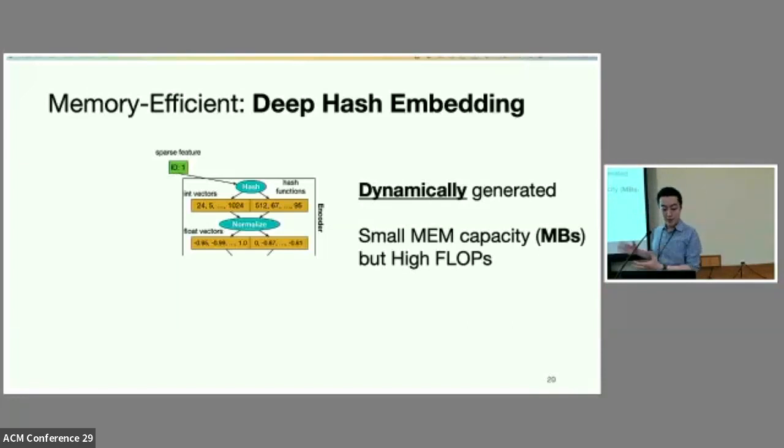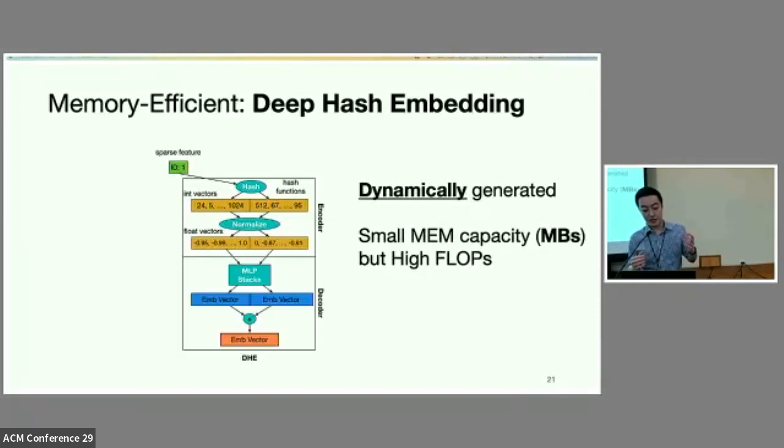So a memory-efficient alternative is called deep hash embedding. And in deep hash embedding, sparse features are first fed through encoder stacks to generate floating point vectors. These vectors then pass through a decoder stack to become embeddings. So during training, we update the decoder parameters, and during inference, we dynamically generate the embeddings. So from a capacity angle, we end up with small models in the megabyte scale, since we only need to store the hash functions and MLPs. But from a latency perspective, we end up with a ton more flops.